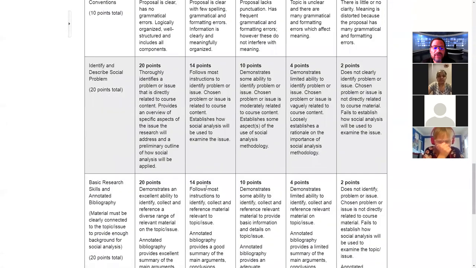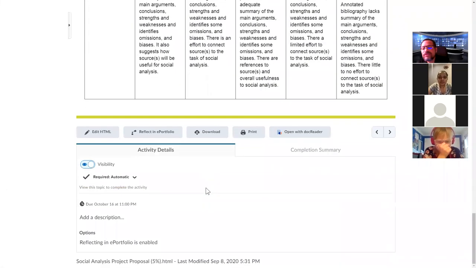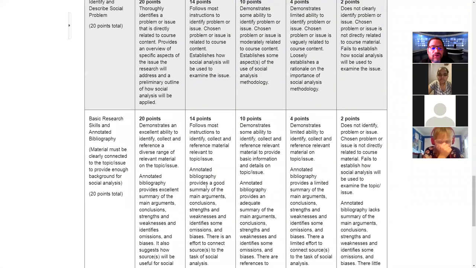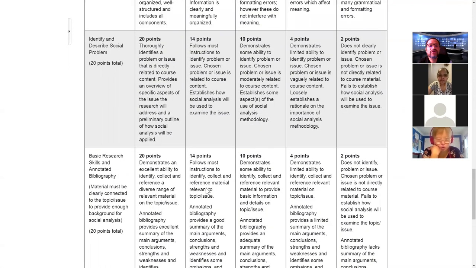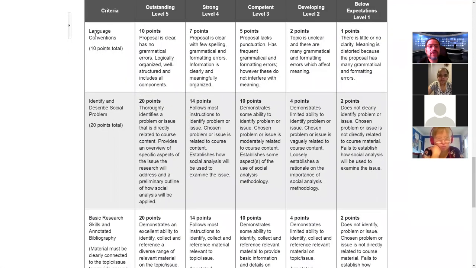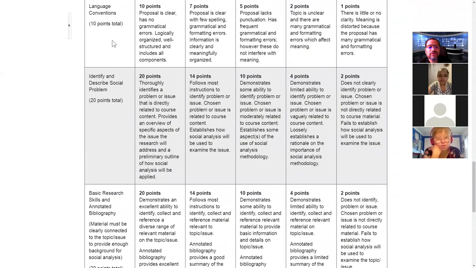Here's the evaluation scheme. The tricky thing with this first initial proposal is it's a group proposal, but there's also a research component that's done individually, and you're marked individually. So these marks here, the language and convention, identifying the overall problem and how you're going to tackle it, that's done as a group. So that's 30 points.